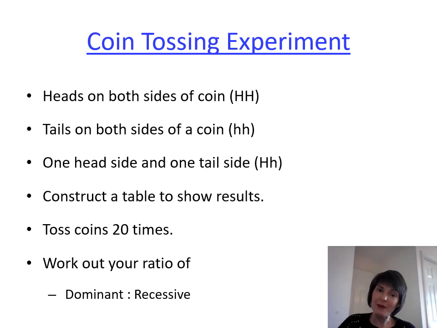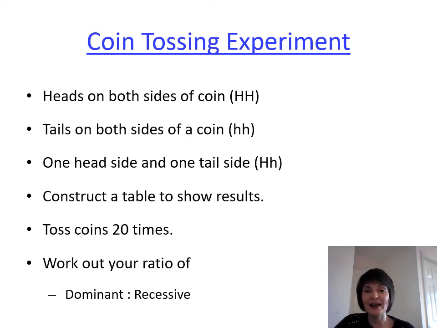But if you get a wee mix, a heads and a tails, you can be big H, wee h. Okay, you can do this. This is just a wee exercise that I would normally have done with you in class in terms of looking at ratios and trying to look at observed versus predicted, dominant versus recessive alleles, and work out your dominant to recessive alleles.